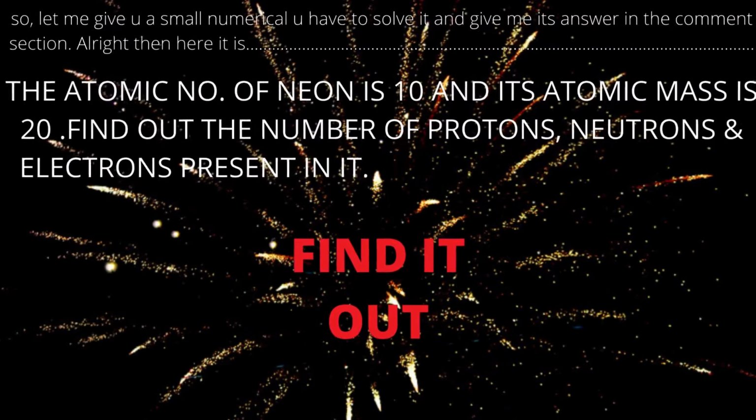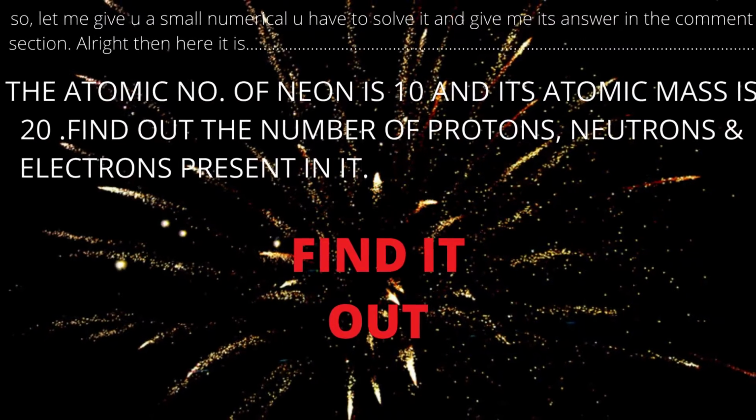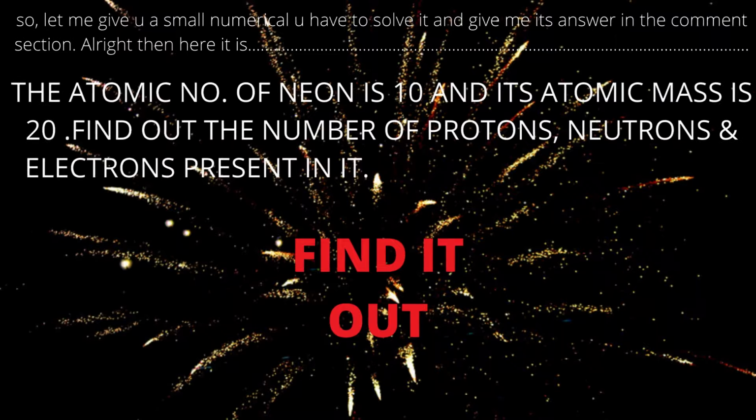So let me give you a small numerical. You have to solve it and give me the answer in the comment section. Alright, here it is. The atomic number of neon is 10 and its atomic mass is 20. Find out the number of protons, neutrons, and electrons present in it. You don't have to give the formulas, just give the number of protons, neutrons, and electrons. Find it out and give it in the comments.